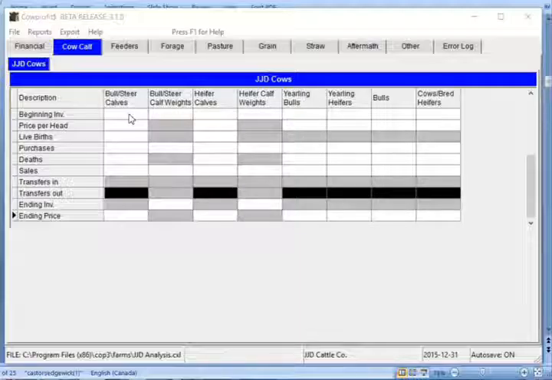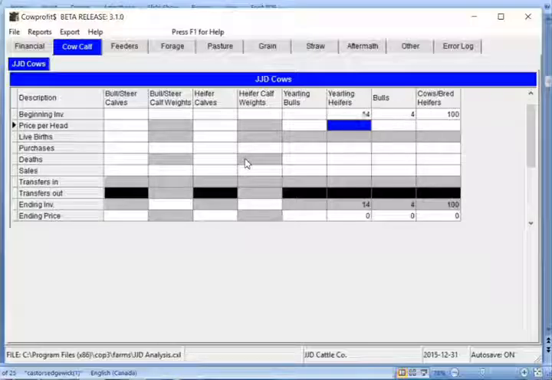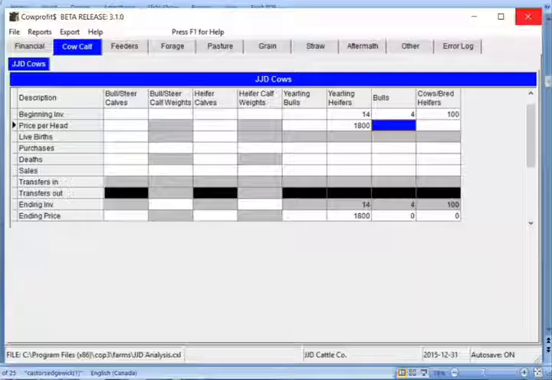So starting with beginning inventories, in the John and Jane Doe file, they didn't have any calves or yearling bulls, but they did have some yearling heifers. And from my inventory, it shows they had 14 of those. They had 4 bulls, and they had 100 cows and bred heifers. And we also need a price on those, and the prices are 1,800 and 4,000 and 2,000. So that becomes our beginning inventory.